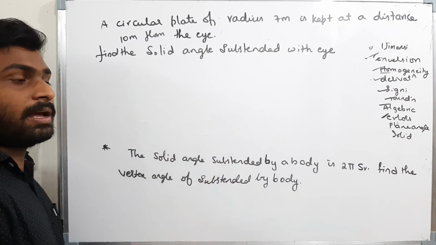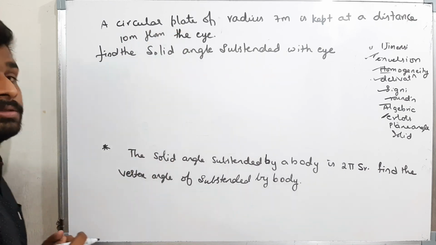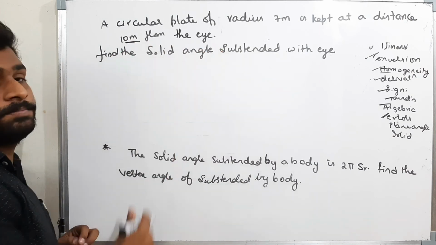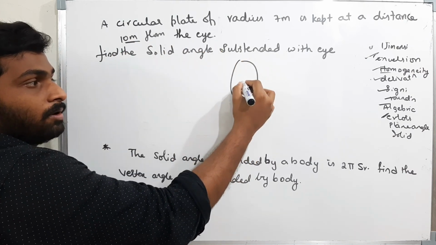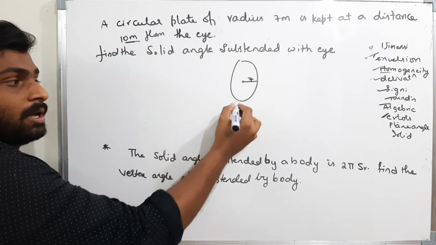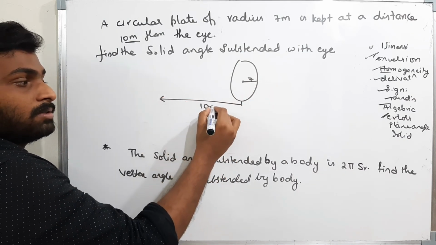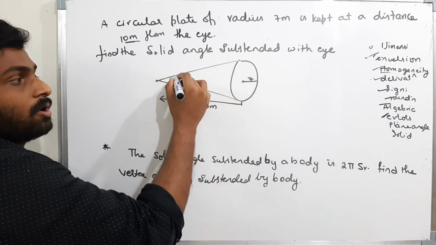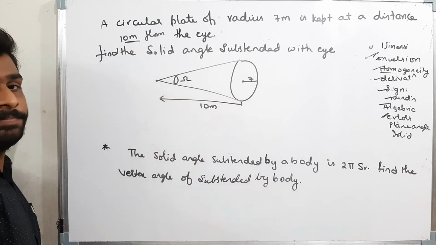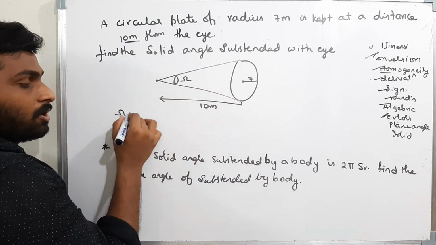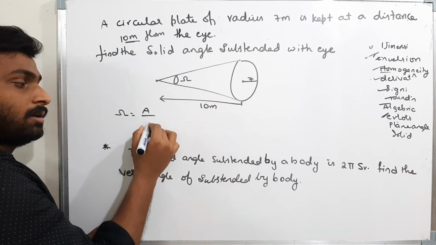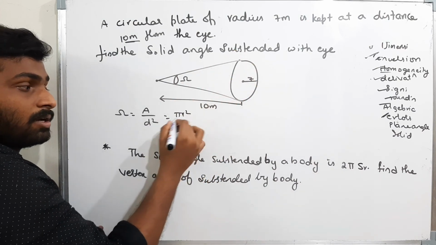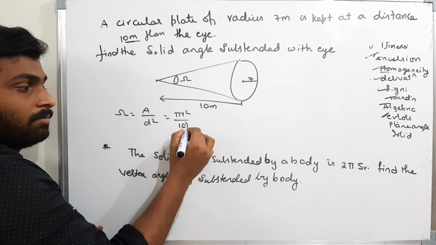Okay, now we will solve problems on plane angle and solid angle. What is the question? A circular plate of radius 7 meters is kept at a distance of 10 meters from the eye. This is the eye. They told us to find the solid angle made by the body. What is the formula for solid angle? Solid angle is nothing but area by distance square. The area is of a circular plate of radius 7, therefore pi r square, by the distance, which is 10 meters, whole square.